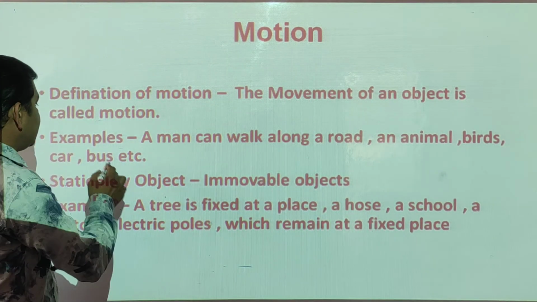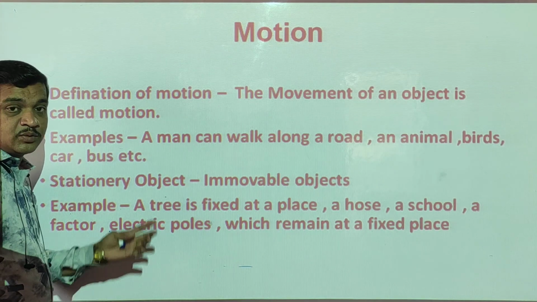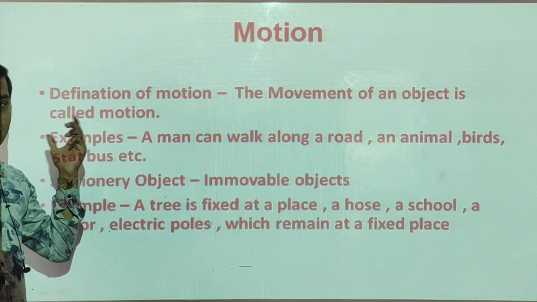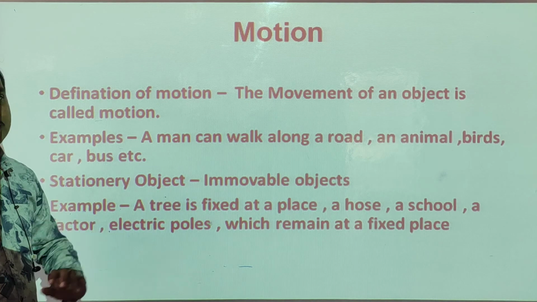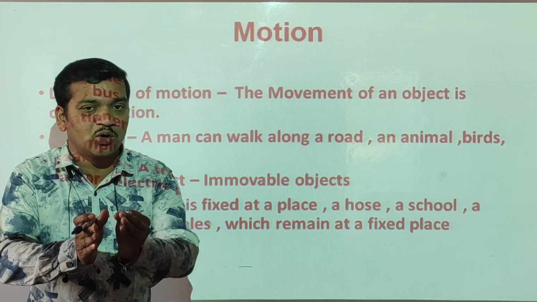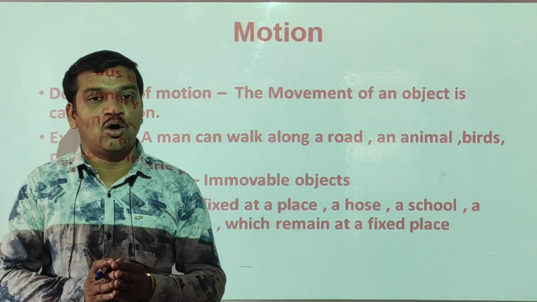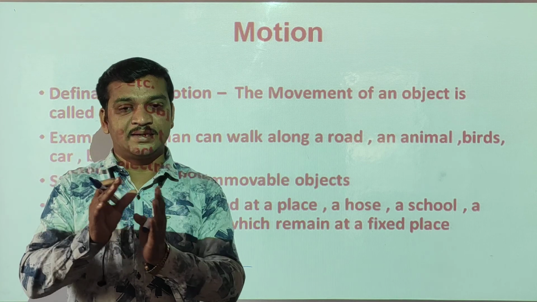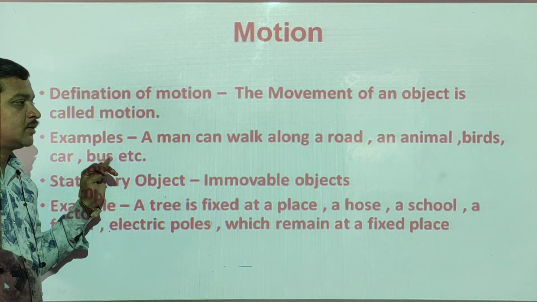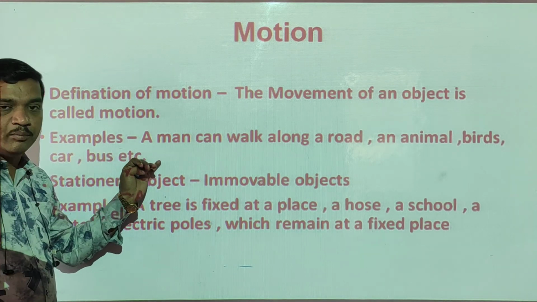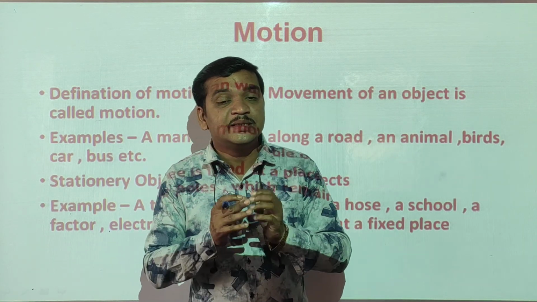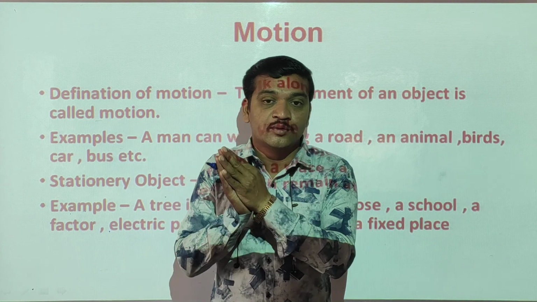The movement of an object is called motion. So what are the examples? A man walking along a road is an example of motion, that man has a motion. Second, an animal, birds, car, bus, aeroplane, train, these are examples of motion.